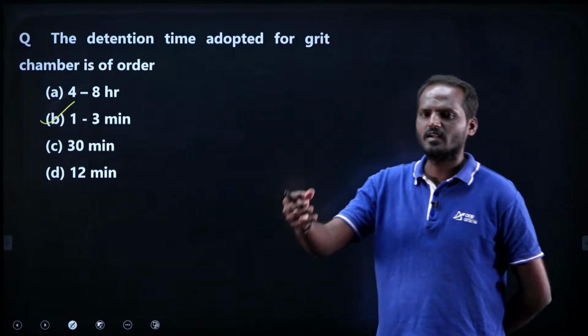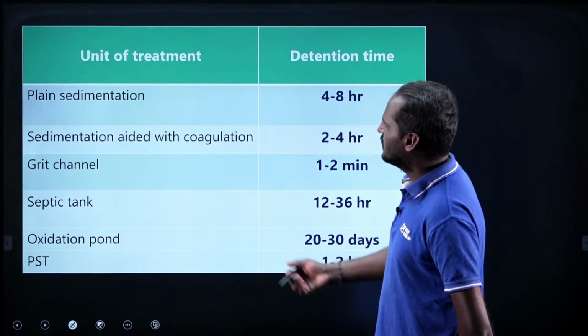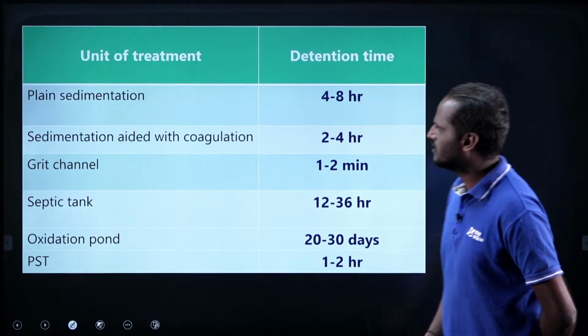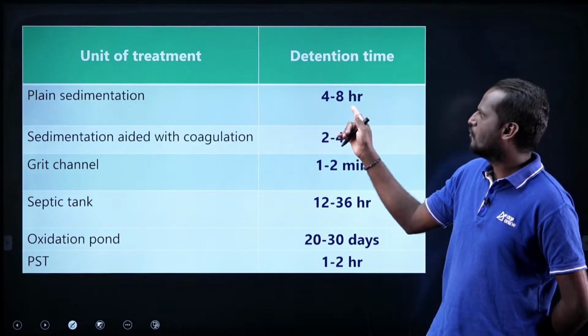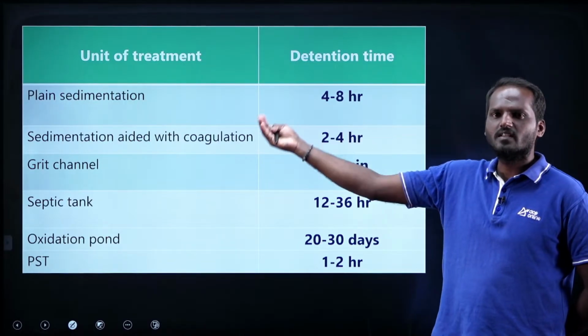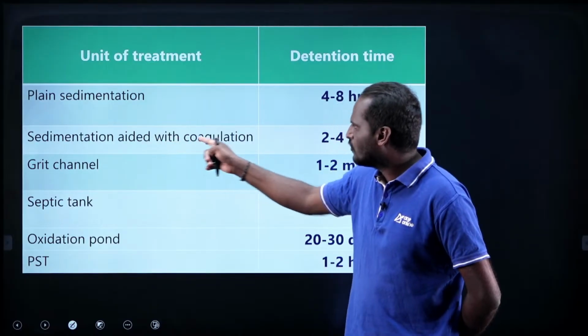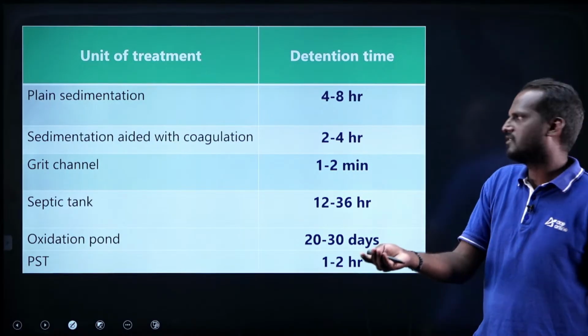All the settled grit we can experience at the bottom of the grit channel, right? Okay, look at the list of detention times and a unit of treatment. Very easy to recall this. Plain sedimentation in water, right? Plain sedimentation is 4 to 8 hours. If you enhance the plain sedimentation with the help of coagulation, sedimentation aided with coagulation is 2 to 4. 4 to 8 becomes 2 to 4 with coagulation support.